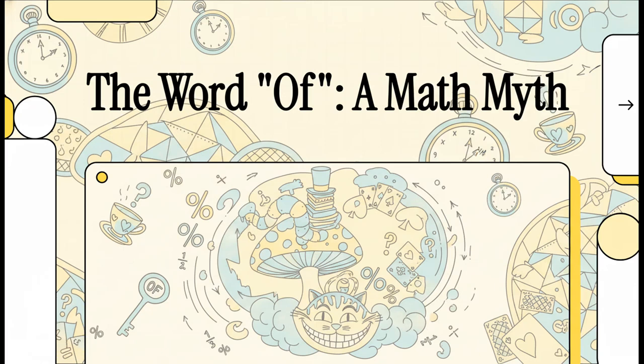In math, sometimes the smallest things can cause the biggest headaches. And today, we're talking about a tiny two-letter word that almost everyone gets taught a simple rule for. The word is "of," and we're about to bust a major myth about what it really means.